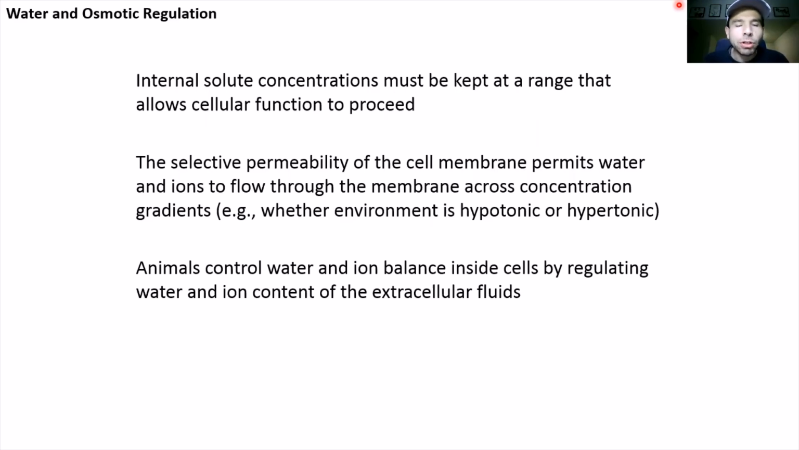And so animals control water and ion balance inside the cells by regulating what's going on outside in the extracellular fluid. You remember, for the cell to function, the internal environment of the cell membrane must be just right. How does an animal control the internal environment? By controlling what's happening just outside of the cell. And then these passive processes of water and ions moving across the cell membrane will take place.